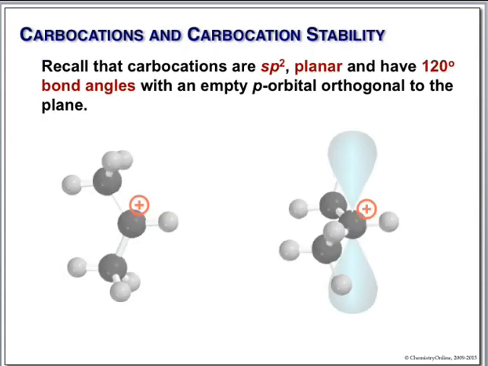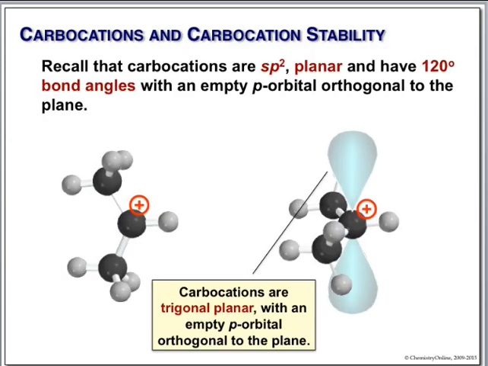All right, let's just review what we know about carbocations again, because they're obviously important in these types of reactions. We said that carbocations were planar. So this is from the top. These are 120 degree bond angles.